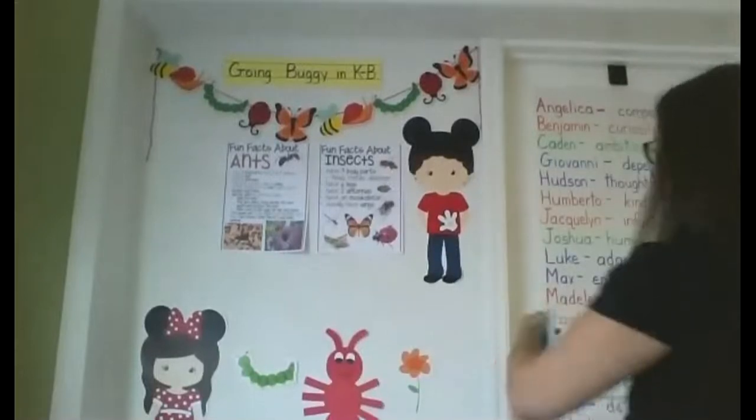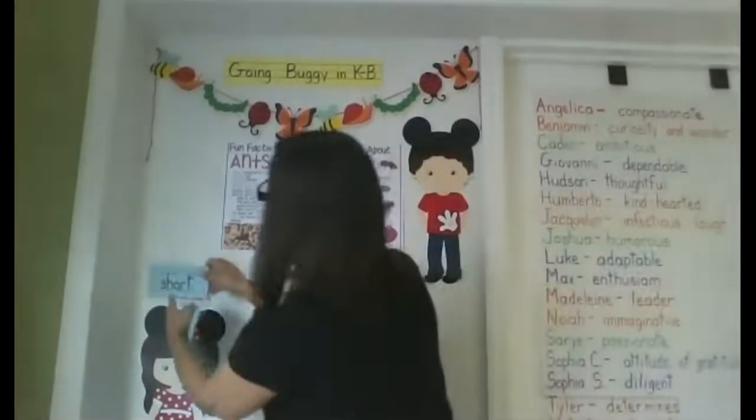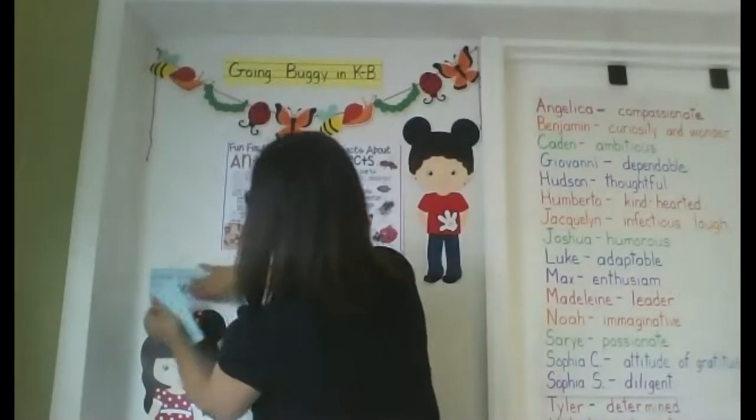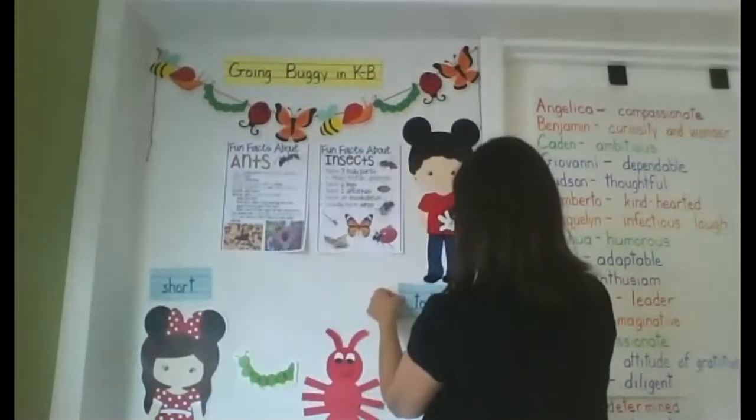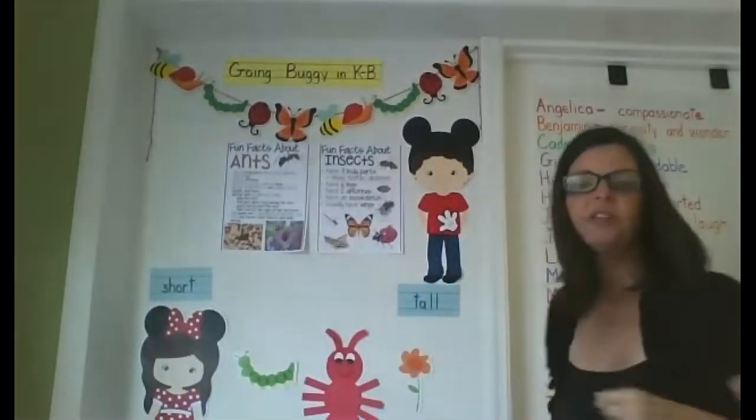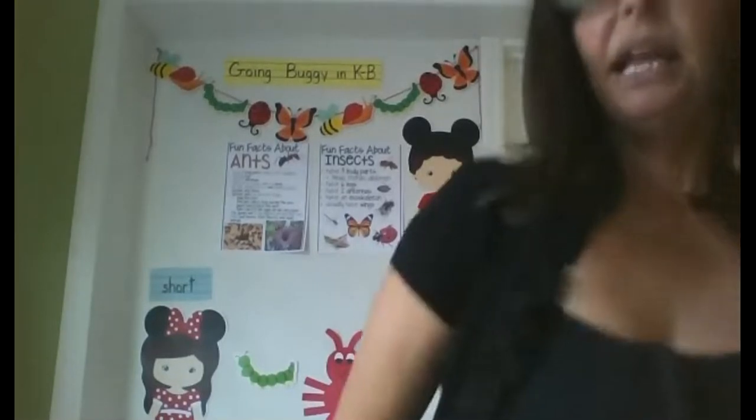So I'm going to go back here and I'm going to put these words up here. I'm going to start on the left here and I'm going to put the word short. And then I'm going to put the word tall. And so one of the things that we're going to be doing today is organizing our items from shortest to tallest, kind of like when we do on calendar time, order them up. Remember how we order our numbers from the smallest number to the biggest number? Well, that's kind of the same thing that we're going to be doing.